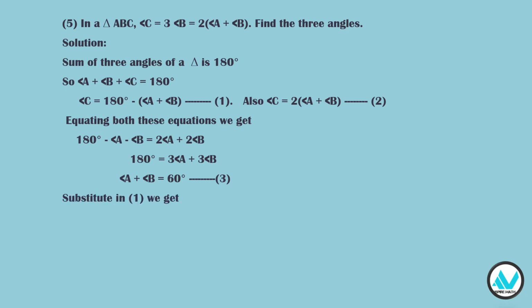Now let me substitute this in 1. We get angle C equal to 180 minus (angle A plus angle B). So in place of angle A plus angle B, I'm going to put 60 degrees. So angle C equal to 180 minus 60, which gives me angle C equal to 120 degrees.